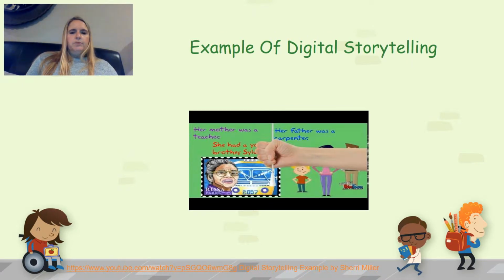So here's an example of a digital story. It's about Rosa Parks, explaining the history and what she went through. And this could be used during a history unit or lesson.